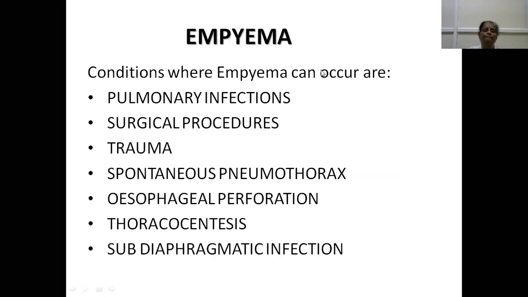What is empyema? Empyema, as I told you, is a pus collection in the pleural cavity. The conditions that cause empyema are pulmonary infections, surgical procedures, trauma, spontaneous pneumothorax, and tissue penetrations. Thoracentesis may also cause empyema if you don't take aseptic precautions. And subdiaphragmatic infection may enter the pleural space as well. So these are the conditions where you may develop empyema.